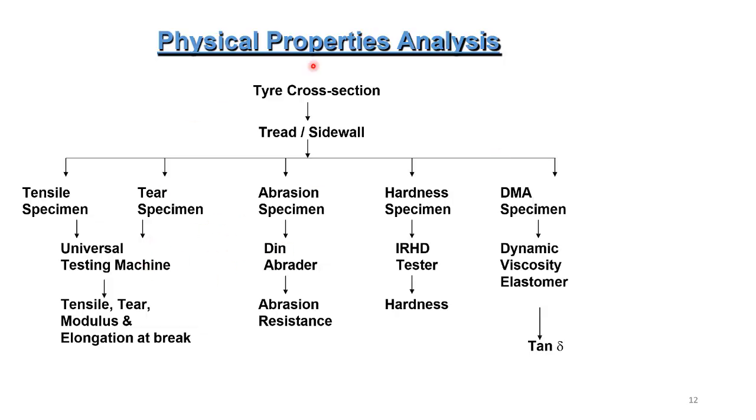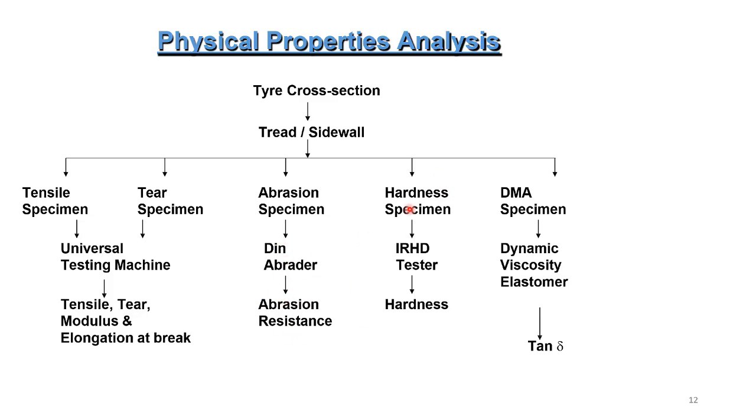So these are different techniques used for physical property analysis, like the tensile specimen and tear specimen, which can be done using the universal testing machine. Here we can get an idea about the tensile strength, tear, modulus, and elongation at break. Then the abrasion specimen is analyzed using the Green abrader, which gives us the abrasion resistance of the material.